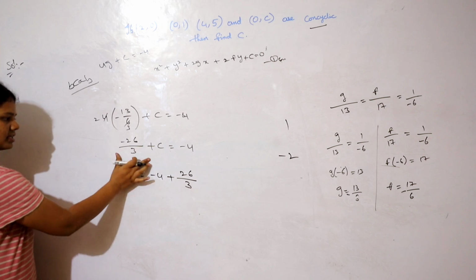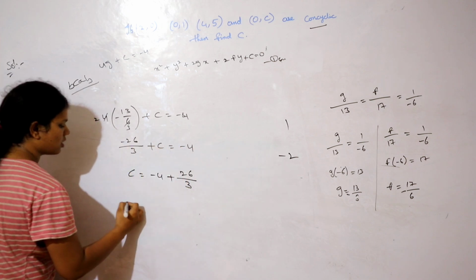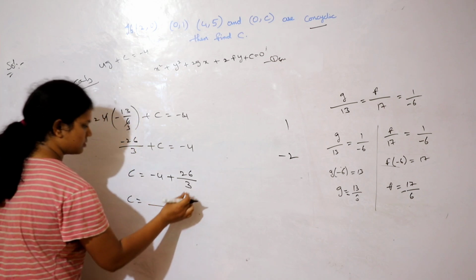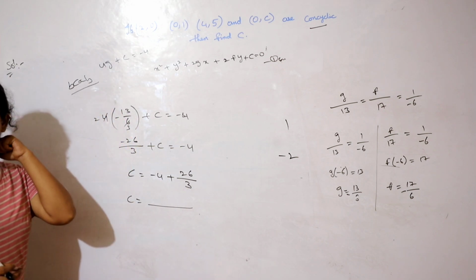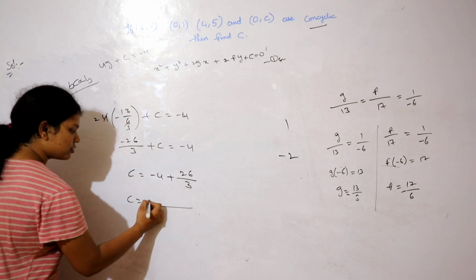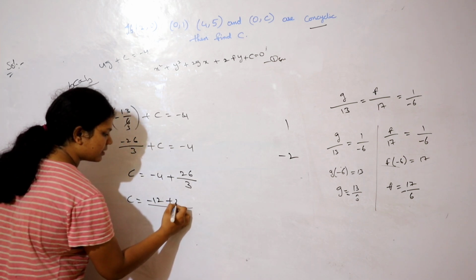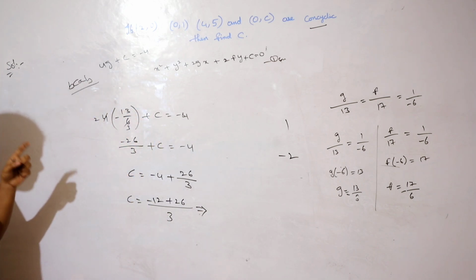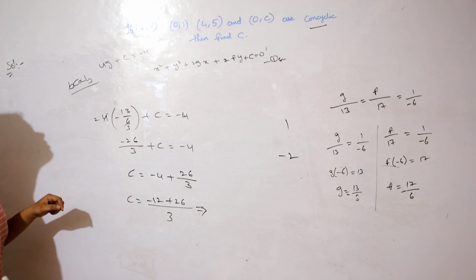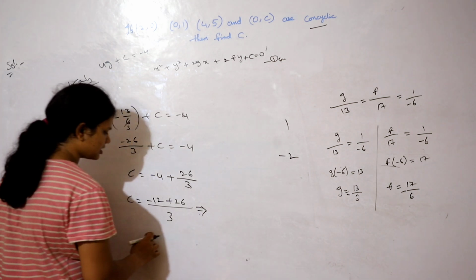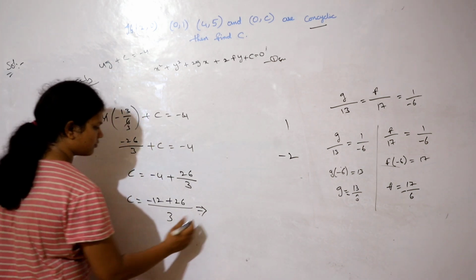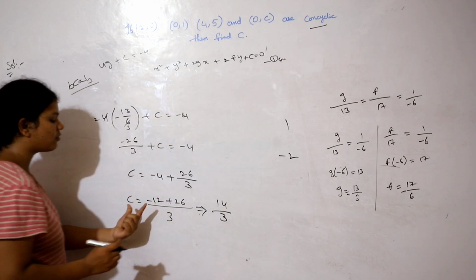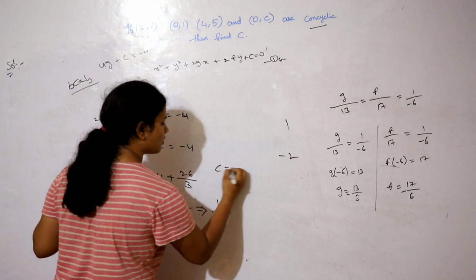Minus to the other side becomes plus. So c equals 3 into 4, how much? 3 4s are 12, right? So minus 12 plus 26, whole divided by 3. So 26 minus 12 is 14 by 3. Is this true? So therefore guys, we got c equals 14 by 3.